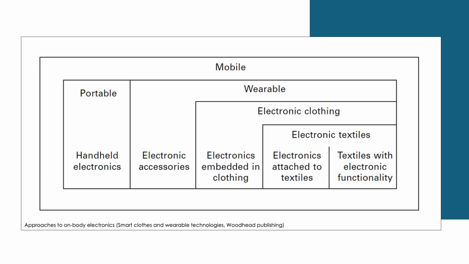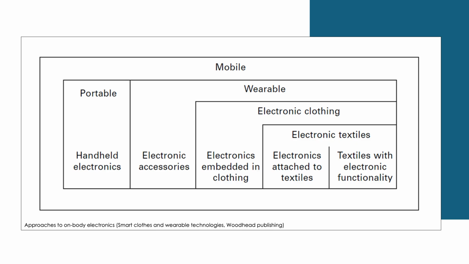Wearable technology includes a wide range of devices, from accessories such as watches, bands, and rings, to fully electronic clothing. Within electronic clothing, we can distinguish two main approaches: non-embedded systems, where electronic components are housed in pockets or small compartments, or embedded systems, where components are permanently integrated into the fabric or where the fabric itself functions as an electronic material.